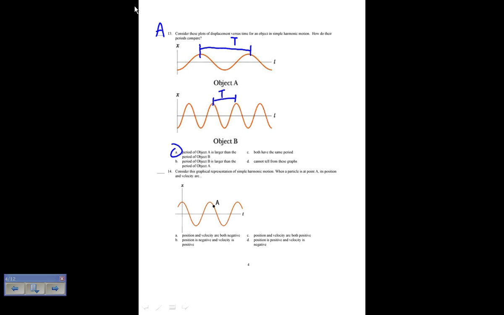Consider this graphical representation. Its position and velocity are what? Well, the position is positive, and the velocity, which is the slope, is negative. So position is positive and velocity is negative. That's D. If the frequency of periodic motion increases, how is the period affected? Well, the period is 1 over the frequency. So if the frequency goes up, that means the period goes down.